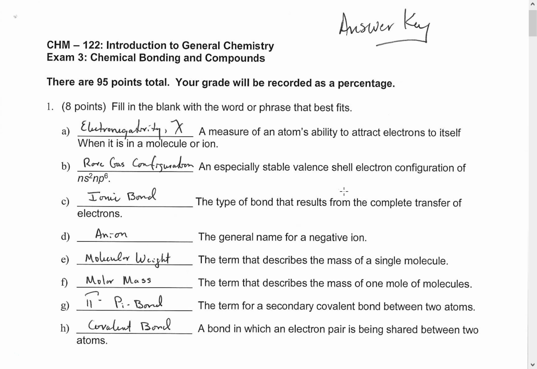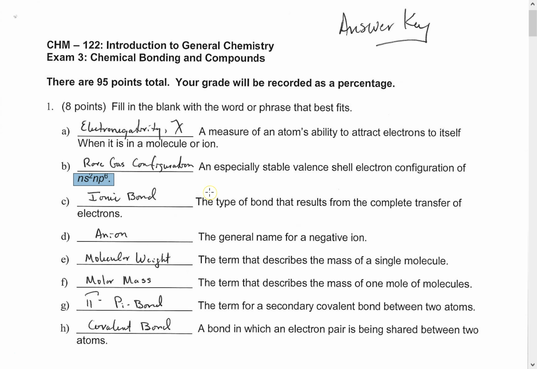Sometimes we call that a complete octet, and that's when you have ns2 np6. It's also called the rare gas configuration, or inert gas or noble gas configuration.